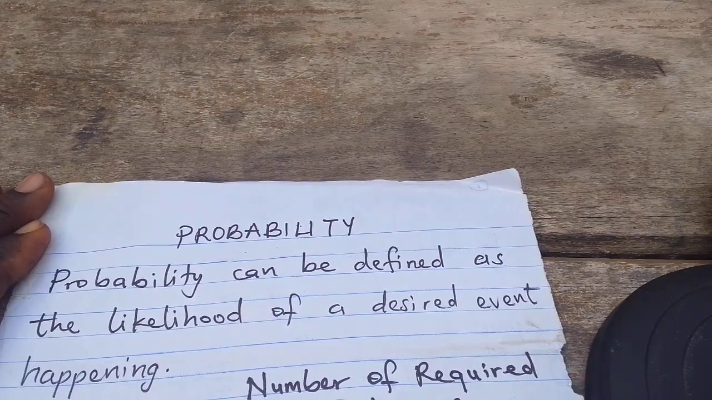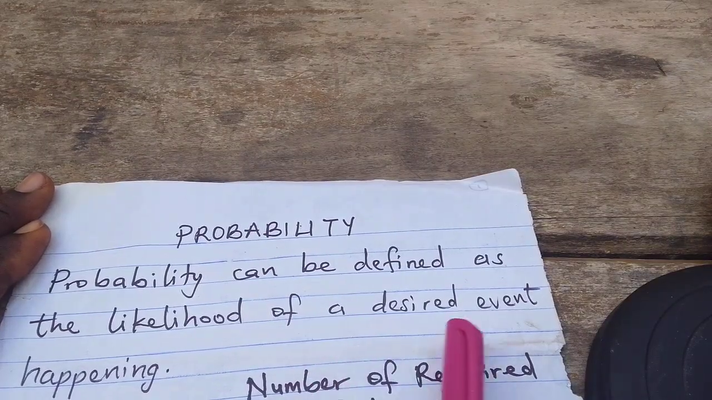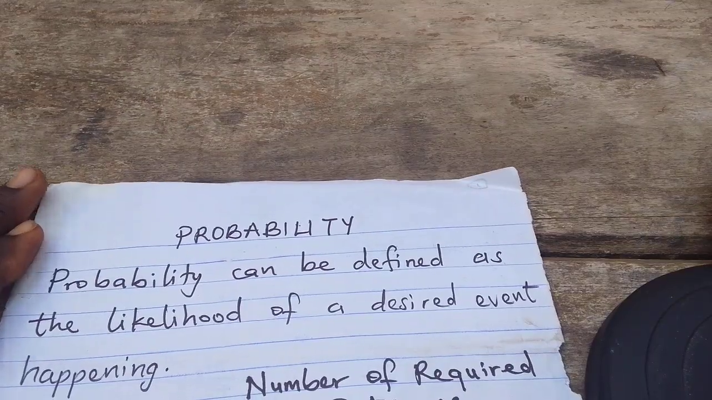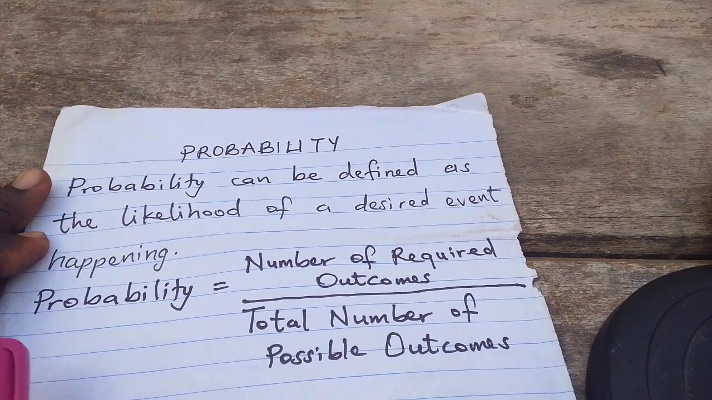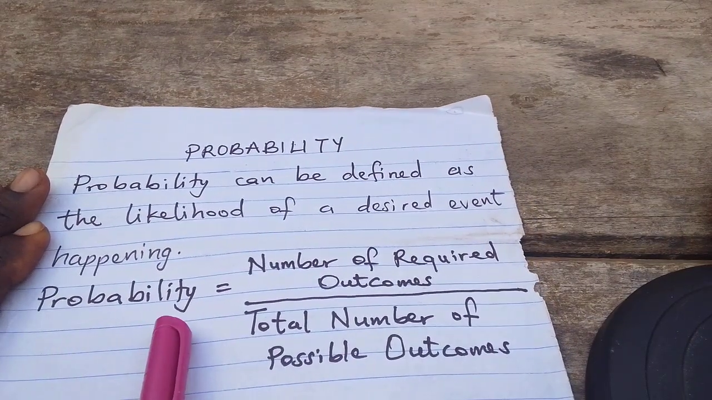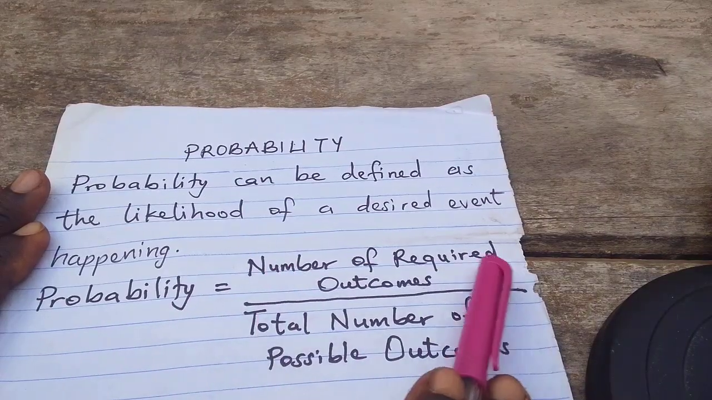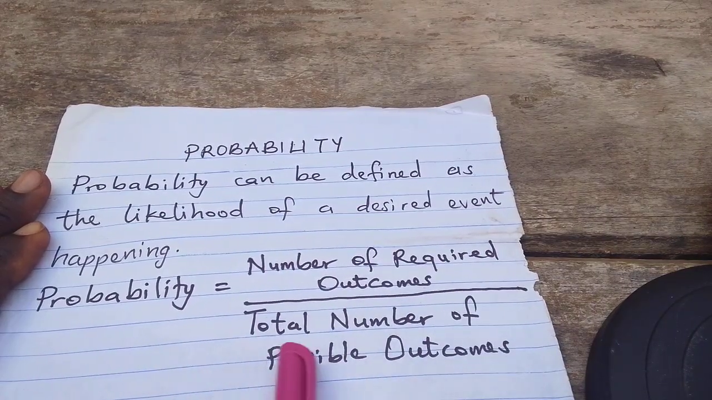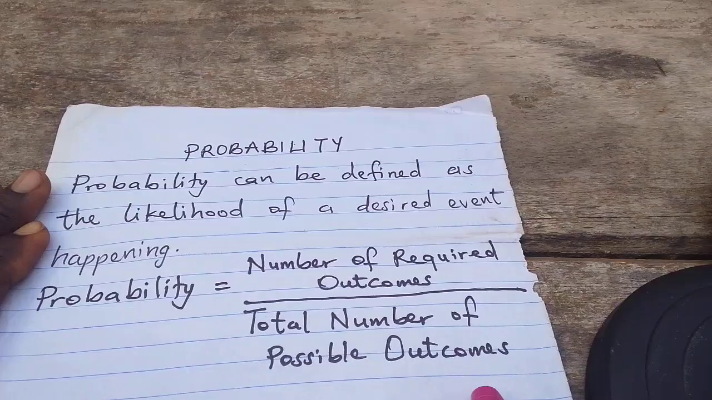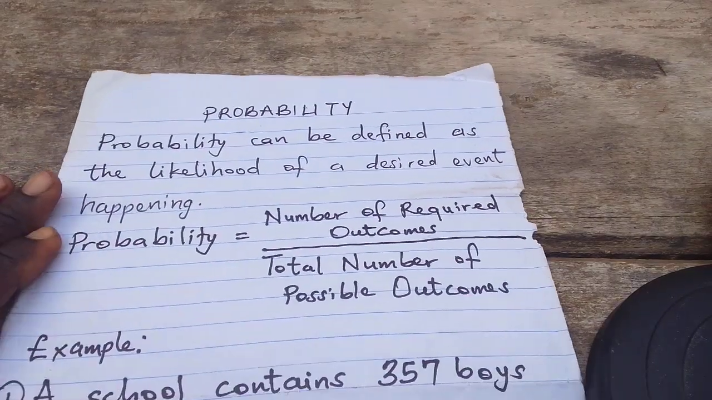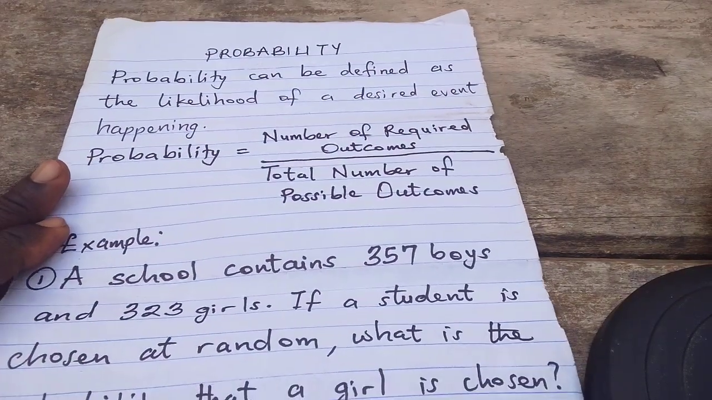Probability can be defined as the likelihood of a desired event happening. The formula for probability is the number of required outcomes over the total number of possible outcomes. Now let's do this by looking at this example.